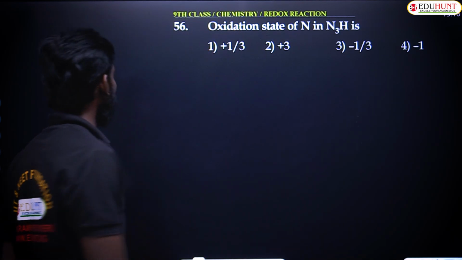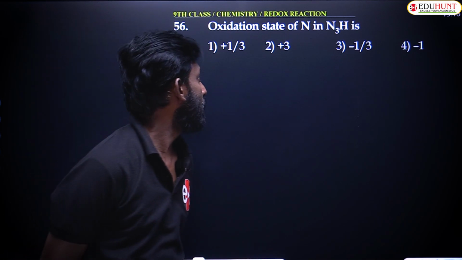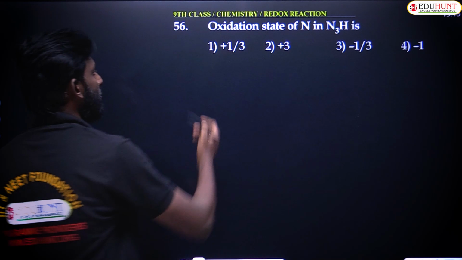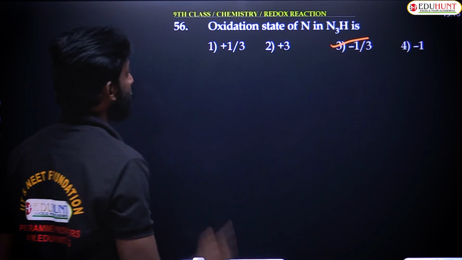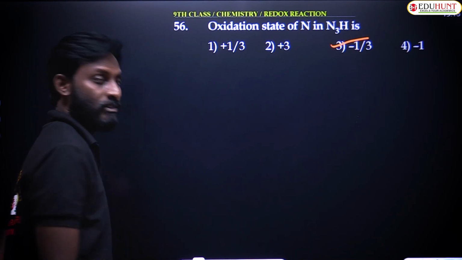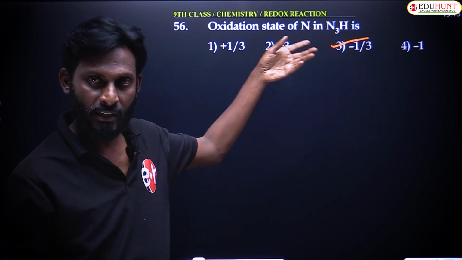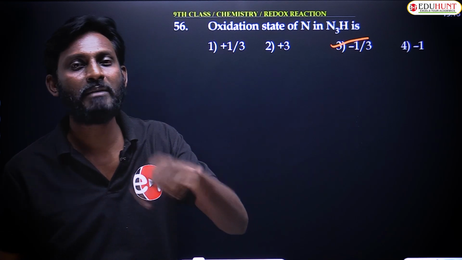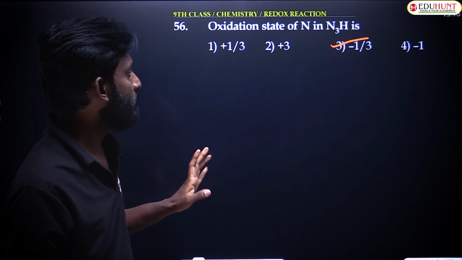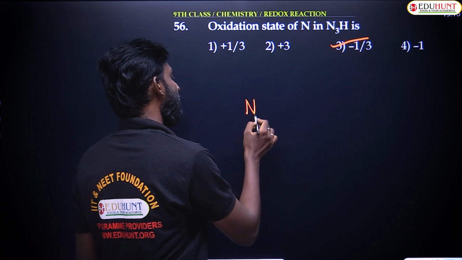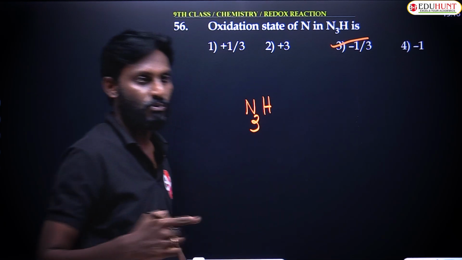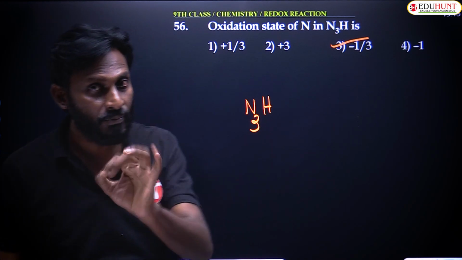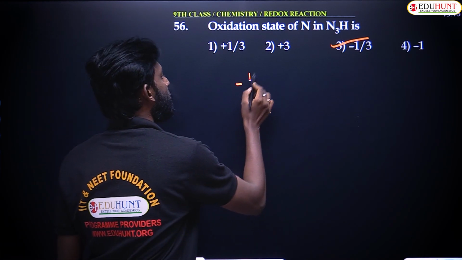Moving towards next question, 56. Oxidation state of nitrogen in N3H. We already completed this one, so -1/3. What is the oxidation state of hydrogen here? Not only here, in most of the compounds, except hydrides, hydrogen will be in +1 state. N3H is a famous compound in which nitrogen will be in -1/3 state.